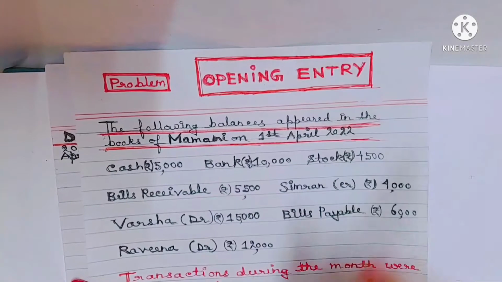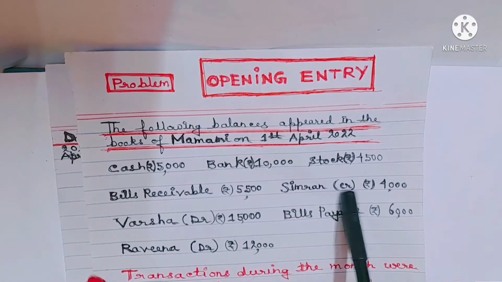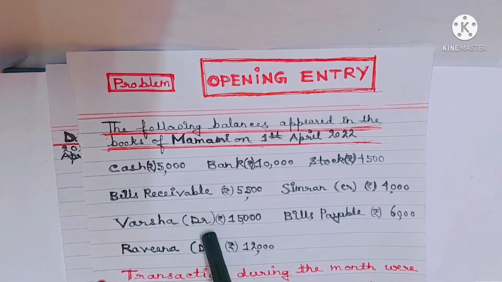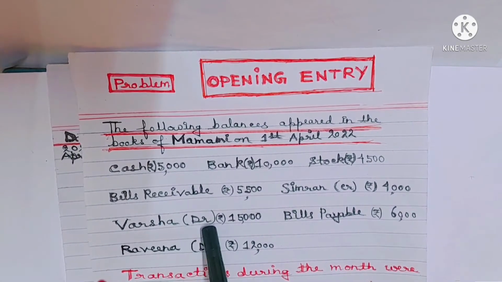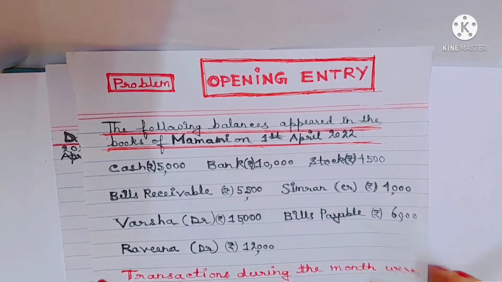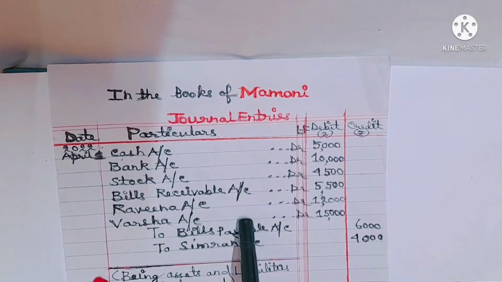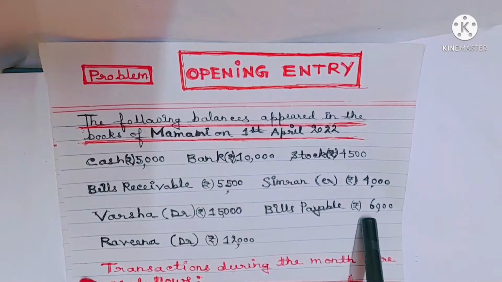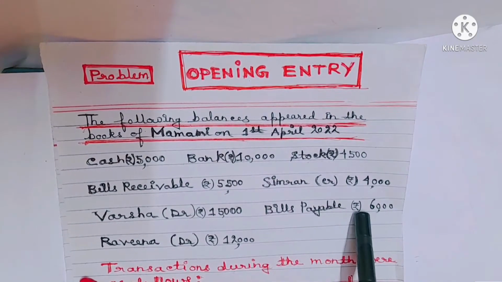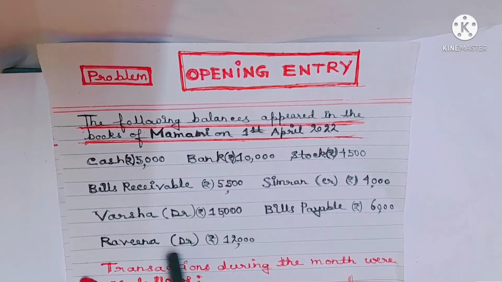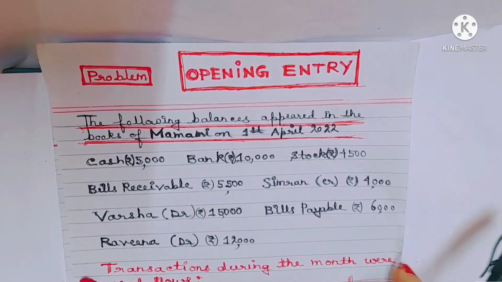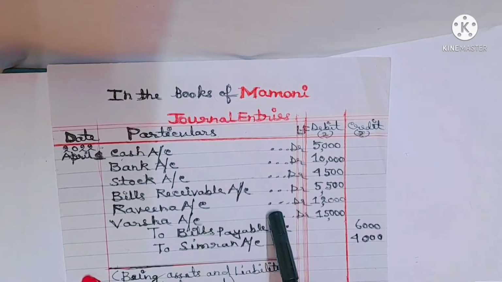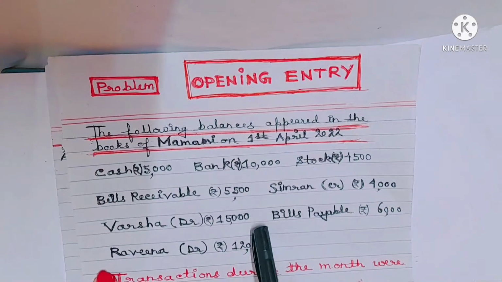Then see, Simran credit, it won't appear. It's a liability because Simran is a creditor. Varsha debit, that means Varsha is a debtor, 15,000. Bills payable 6,000. It's a liability. It won't appear on the debit side. Ravina debit. So Ravina is a debtor, and we'll write on the debit side, 12,000. Now let's see what are the liabilities.